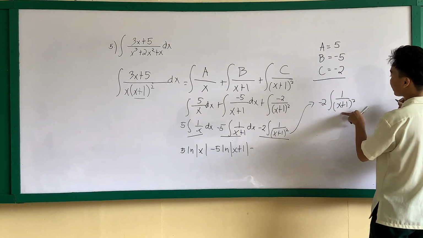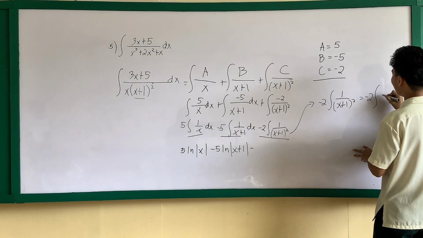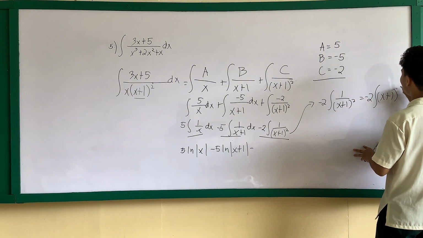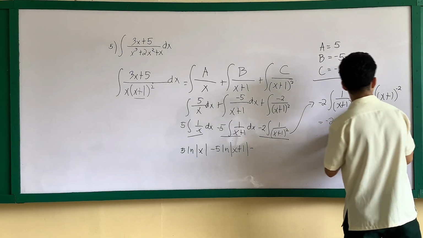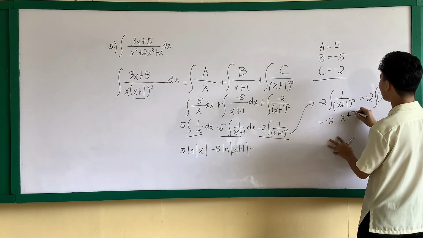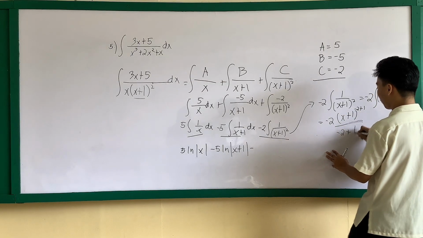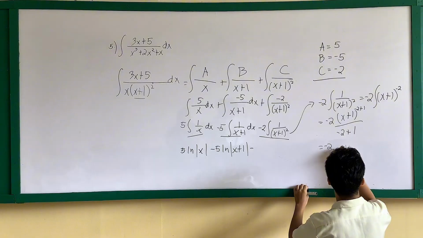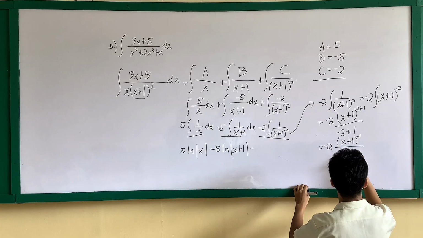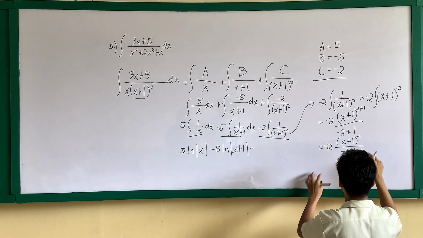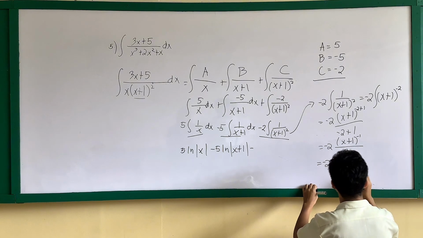So next is, itataas natin yung denominator para ma-apply natin yung power rule. So negative 2, the integral of x plus 1 raised to the power of negative 2. So next is, i-apply natin yung power rule na negative 2 x plus 1 to the power of negative 2 plus 1 over negative 2 plus 1. So magiging negative 2 x plus 1 raised to the power of negative 1 over negative 1. So now, para maging positive yung exponent ng numerator, ibababa natin siya. So magiging negative 2, negative 1 over x plus 1.